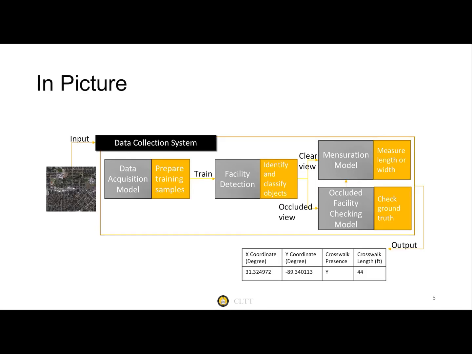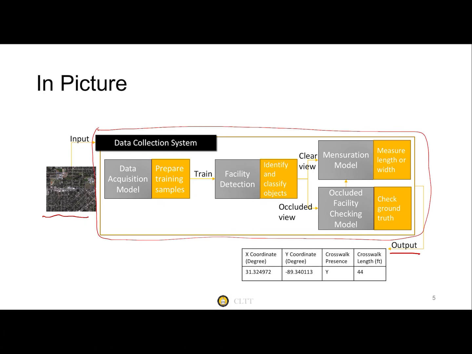And here is our solution in the picture. So we propose to develop a data collection system in this big box. As you can see, there are 4 components there, but the input of this system is going to be the satellite image, which is already available in state DOTs. Our system can be fed by this aerial, or we call it satellite view image of your area, and then it can generate the output as a set of data.